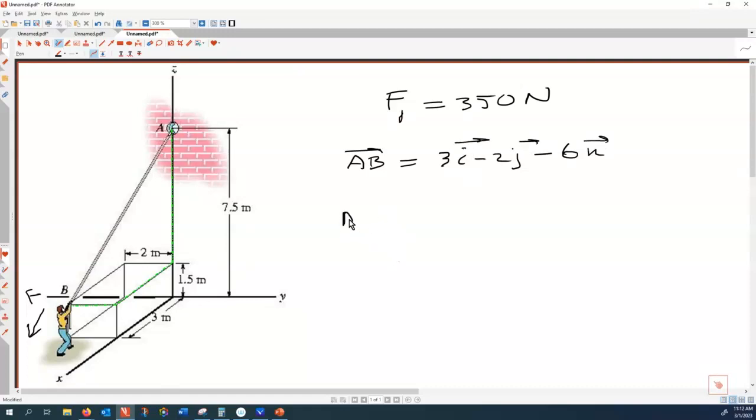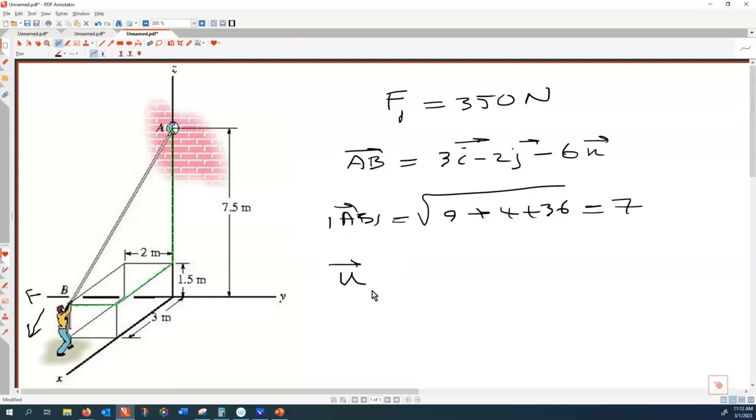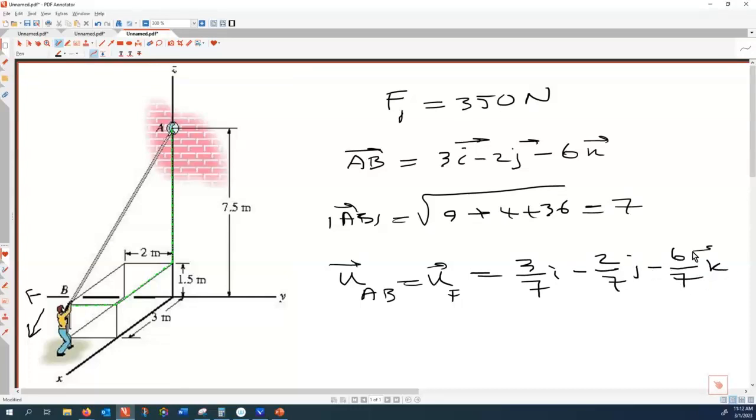And then what is the magnitude of AB? That is the square root of 9 plus 4 plus 36, and that is 7. So therefore, your unit vector of AB, which is the same as the unit vector of F, is a very important equation. They share the same unit vector. That is 3 over 7 i minus 2 over 7 j minus 6 over 7 k.